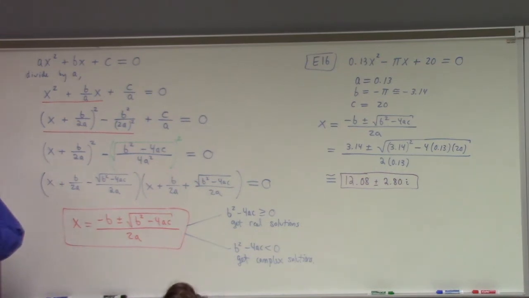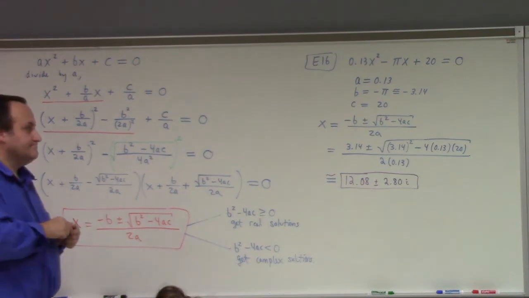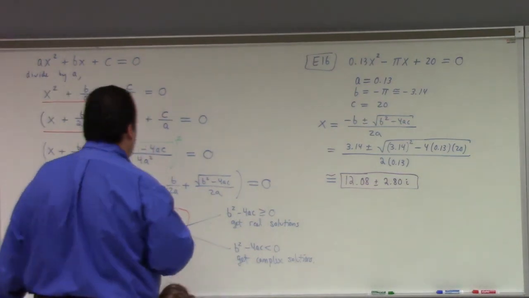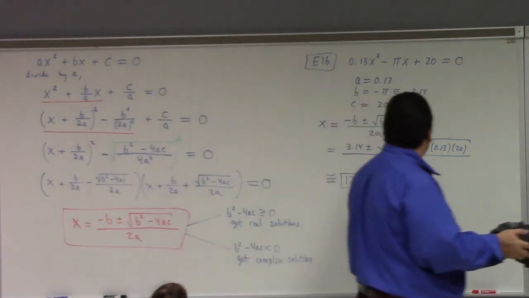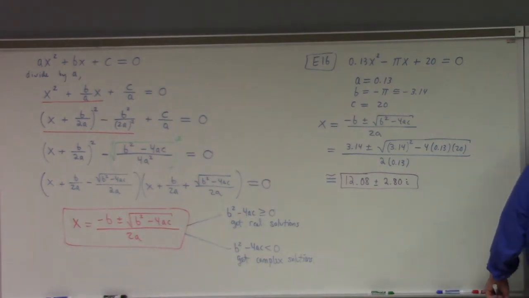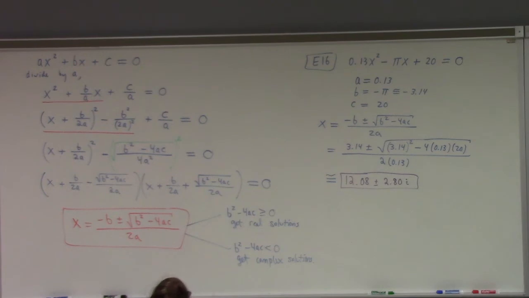Just for clarification, if I were to complete the square on a problem with a leading coefficient, I would divide by A first. Exactly. Yeah, exactly. You just divide by it and kind of go from there.